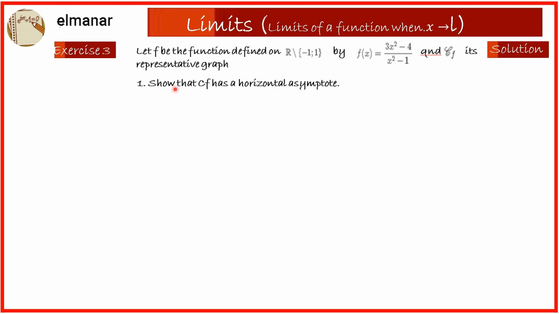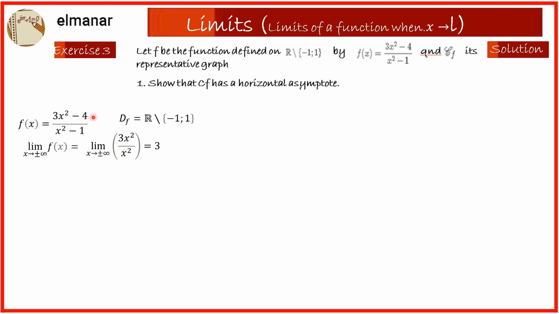1. Showing that the graph CF has a horizontal asymptote. Study of the limit at infinity. We begin by examining the behavior of the function when the variable takes on very large values, either positive or negative. We observe that as the variable becomes very large in the positive or negative direction, the quotient of the highest degree terms in the expression of the function approaches a certain number.